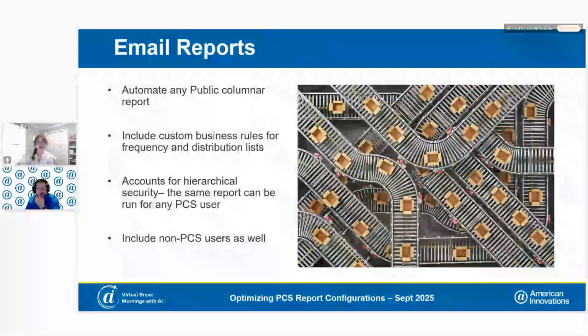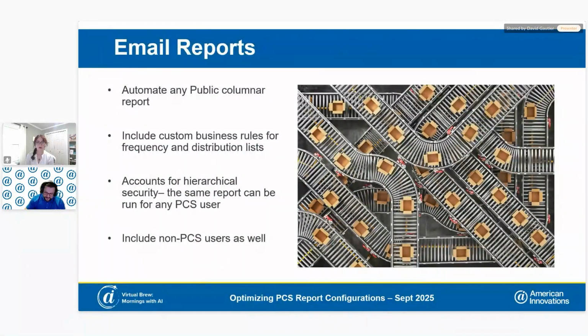Lastly, public columnar reports are able to be automated through email notification. And email notification is just a way for you to have columnar reports automatically be run, attached to an email, and then emailed to a distribution list of your choosing. They don't necessarily have to be PCS users. They can be anyone with a valid email address.